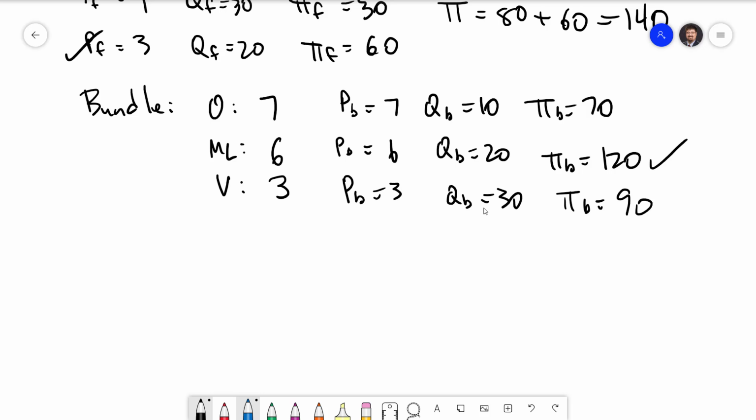We can see that pricing the bundle at 6 and forgetting about the vegetarians is the best choice here for a profit of 120. But that's not quite as good as the individual components profit of 140. We can see from this that pure bundling does not always give us a better result than pure components. But let's think about a possible mixed bundling strategy.